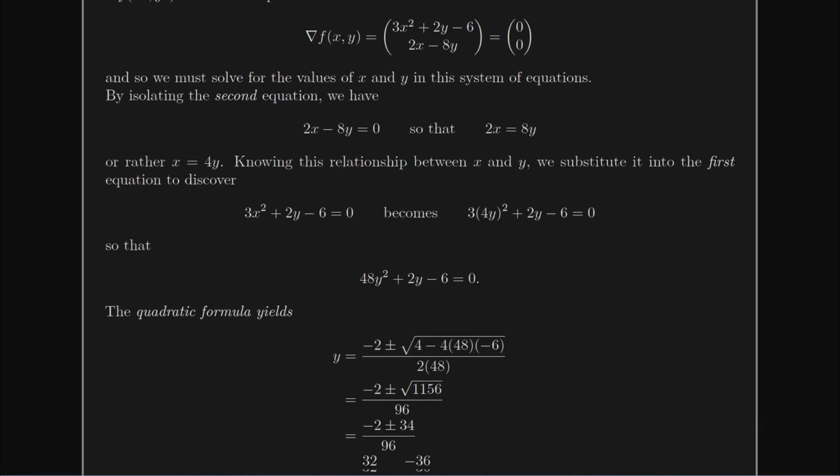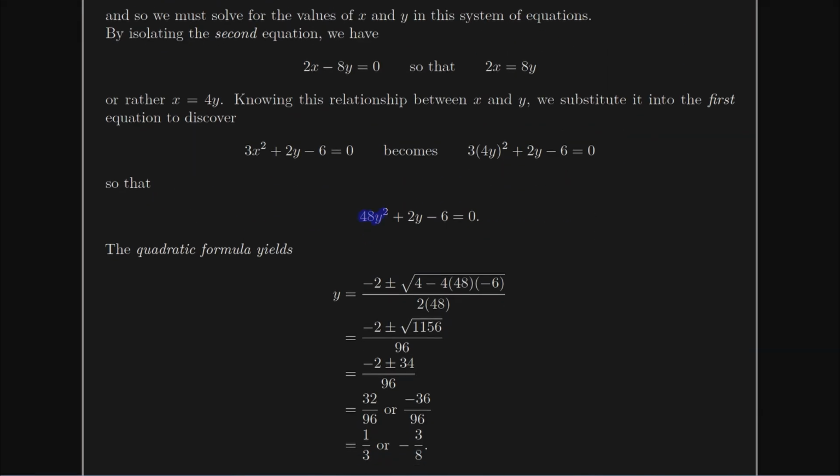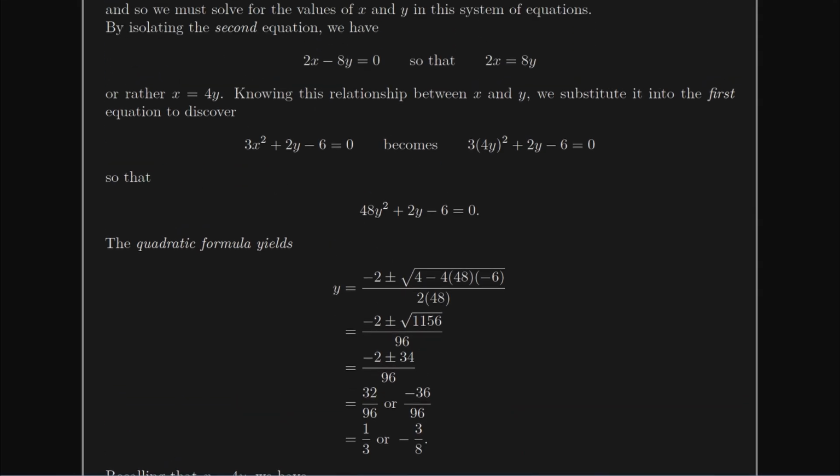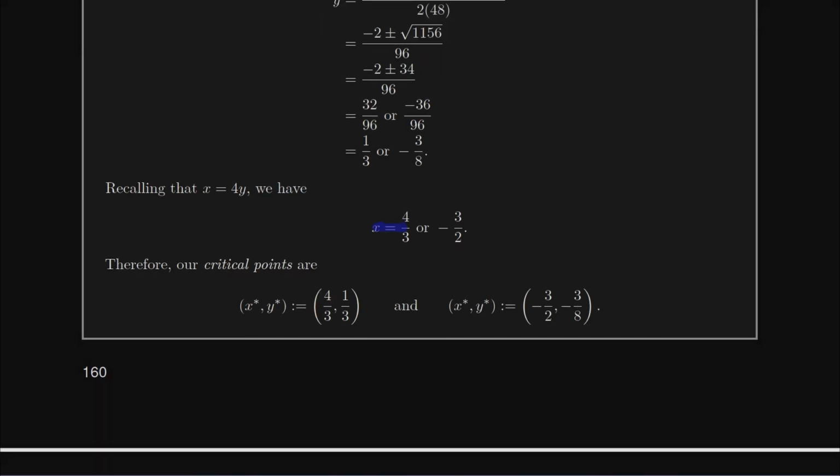Or if I simplify that a little bit, we see that 48y squared plus 2y minus 6 is 0. If I could use the quadratic formula on that equation, we see that y happens to be 1/3, or negative 3/8. And then recalling that x is just 4 copies of y, that tells us that x is going to be 4/3, or negative 3/2. So that means my critical points are (4/3, 1/3) and (-3/2, -3/8). So these are the 2 points we're going to check the second derivative at.